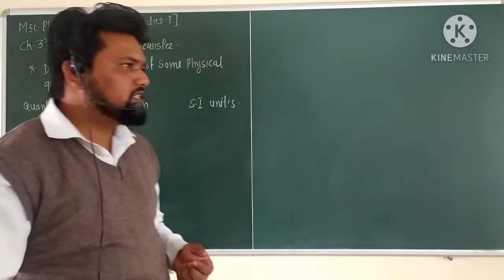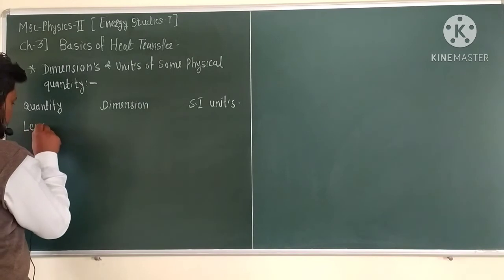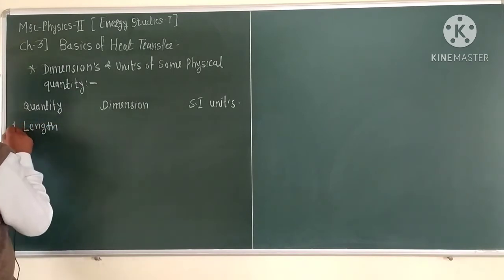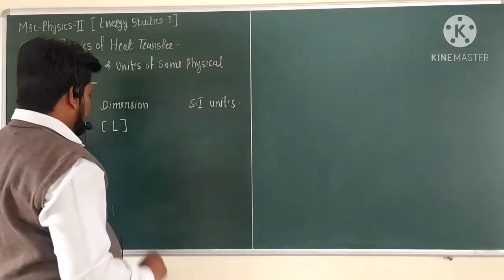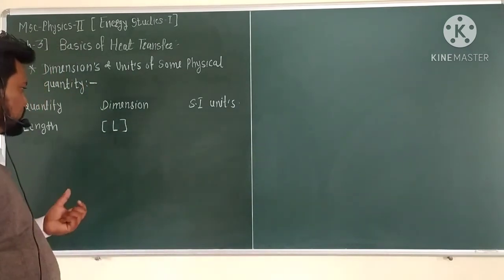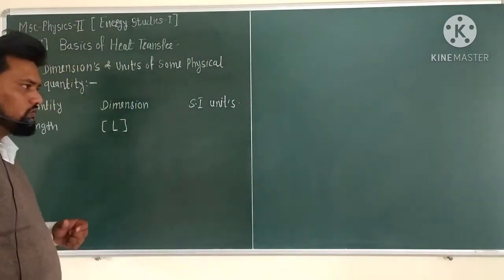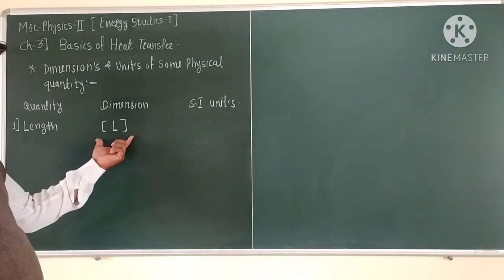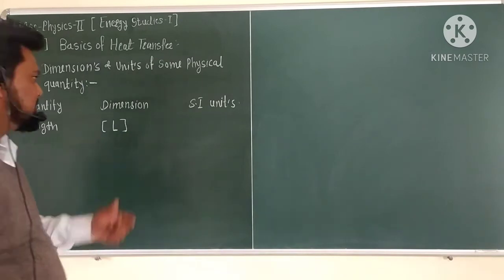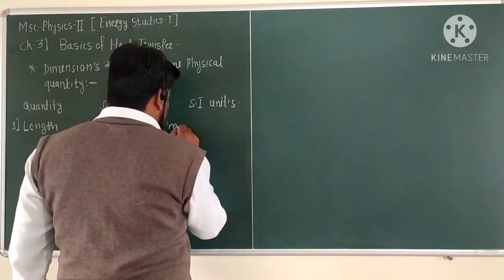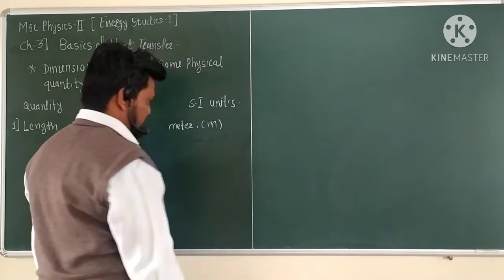The first quantity is length. Its dimension is simply L, where dimensions are expressed in terms of L, M and T, that is, MLT. Length depends only on distance, not on mass and time, so its dimension is L. The SI unit of length is the meter, with the symbol small m.